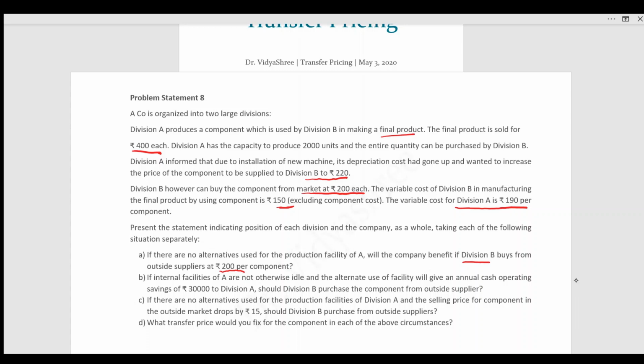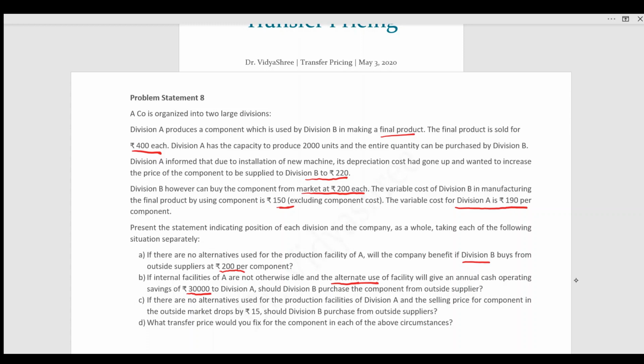You have to keep this in mind very carefully. So if division A is put for alternative use, then division A is going to get savings of rupees 30,000. So our duty is to calculate whether division B should purchase the component from the outside supplier. Here we are calculating the profit for division A and also division B. In each and every situation we will calculate the profit for division A as well as division B, because we need to get to know, for the company as a whole, which is more beneficial.